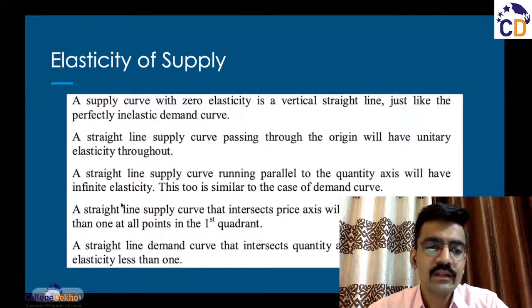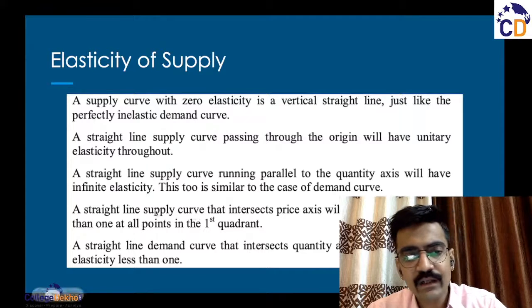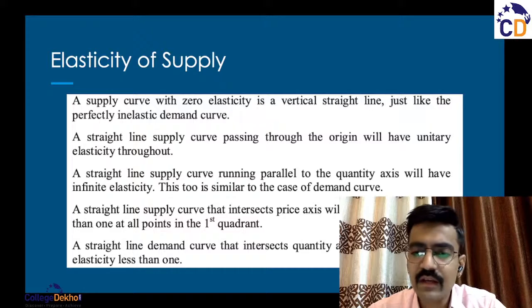All right. Then the second last case, which is a straight line supply curve that intersects the price axis, will have elasticity greater than 1 at all points in the first quadrant.